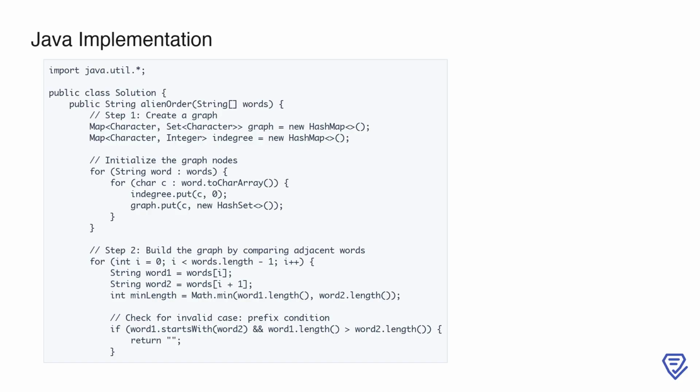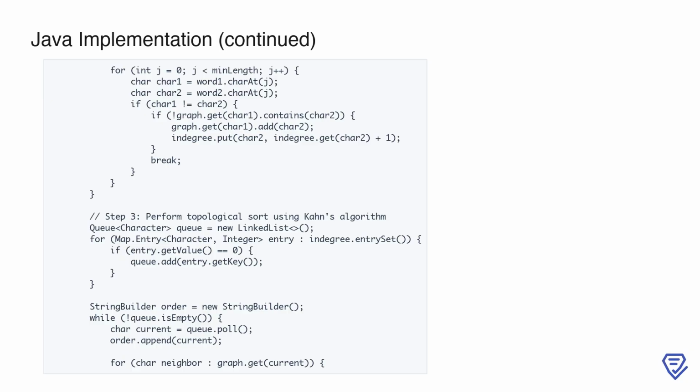We initialize these structures by iterating through each character in the input words. Every character is added as a key in both the graph and in-degree map, with its initial in-degree set to 0. Next, we build the graph by comparing adjacent words in the array. For each pair of words, we determine the minimum length to ensure we only compare characters that exist in both words. At this point, we also handle an edge case. If a word is a prefix of another and the longer word appears first, the ordering is invalid, so we return an empty string immediately.